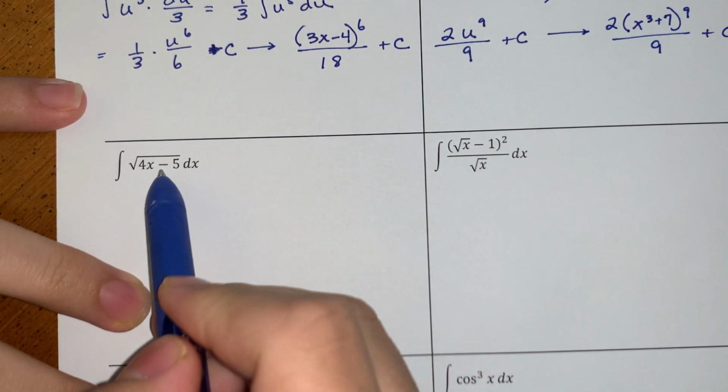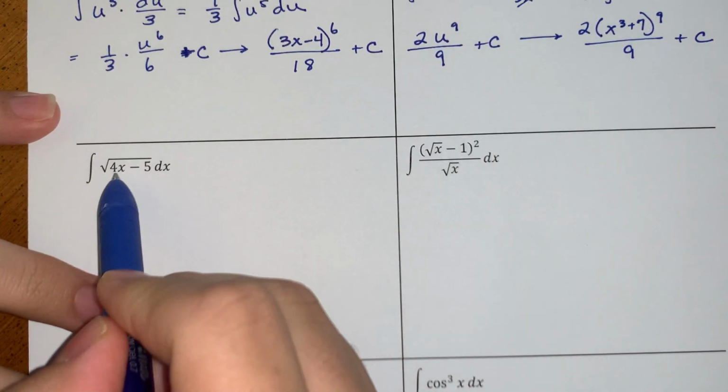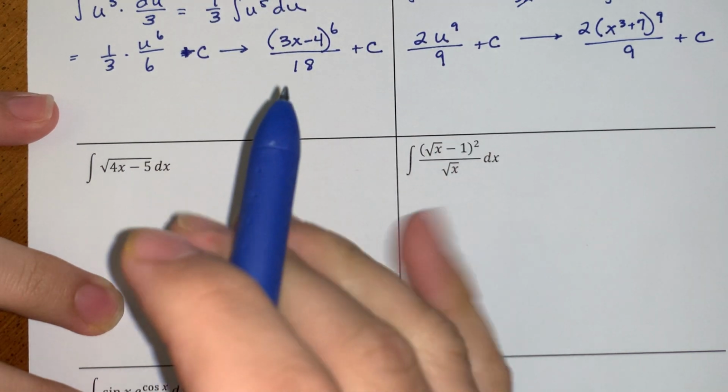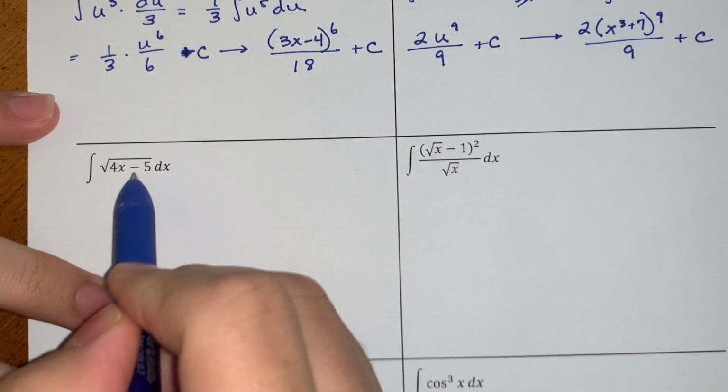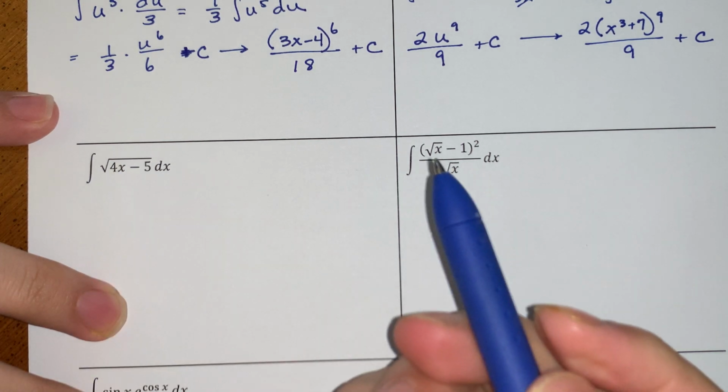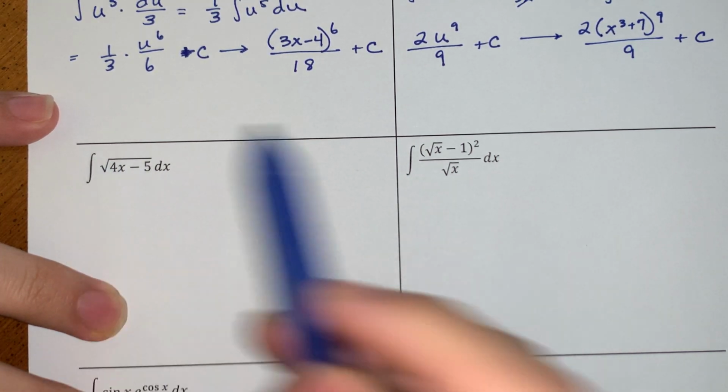All right, so this is another basic one like the one above it, where I don't really have any outside functions, or any outside expressions to work with. But if I took the derivative of that inside, it'll just be a constant, and I can always take a constant out.